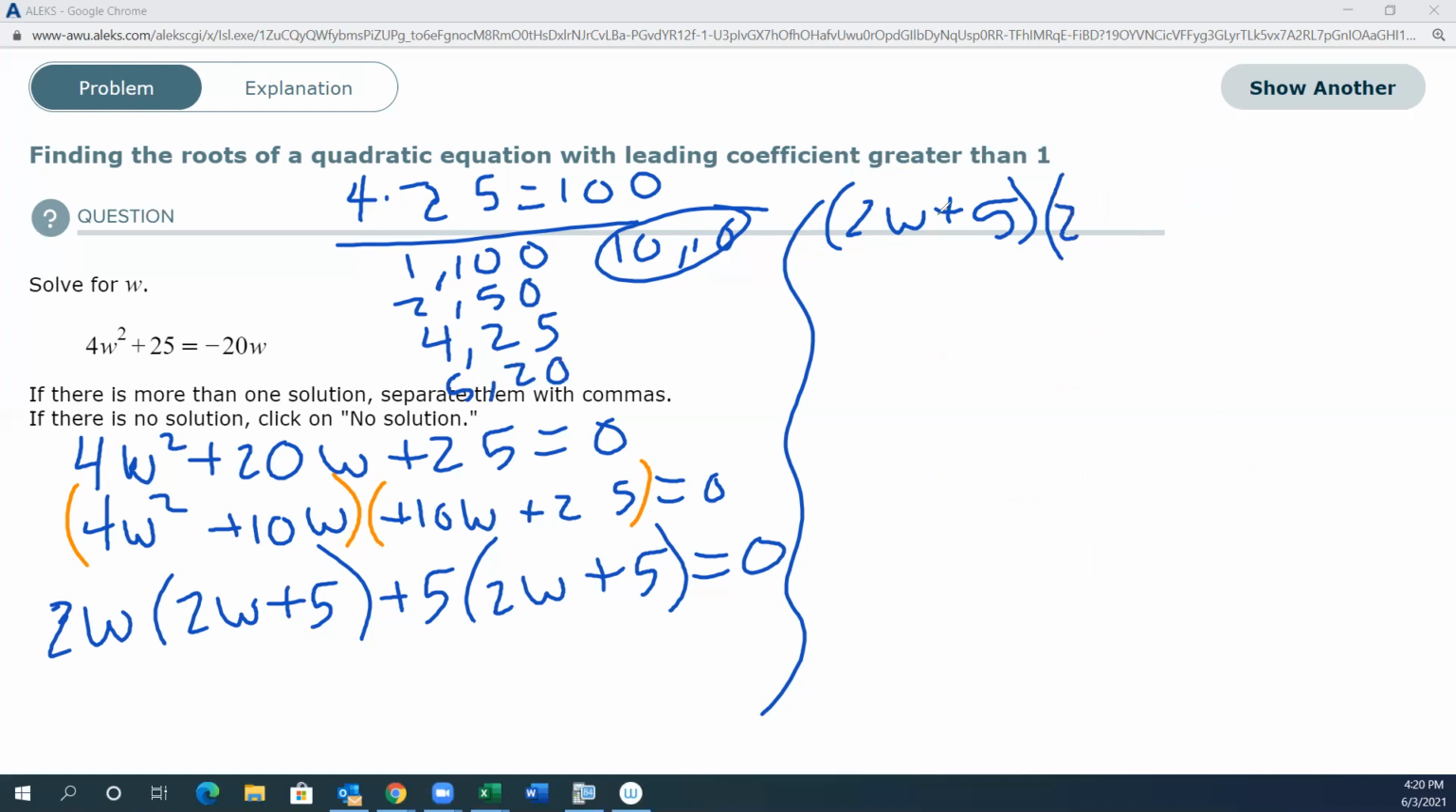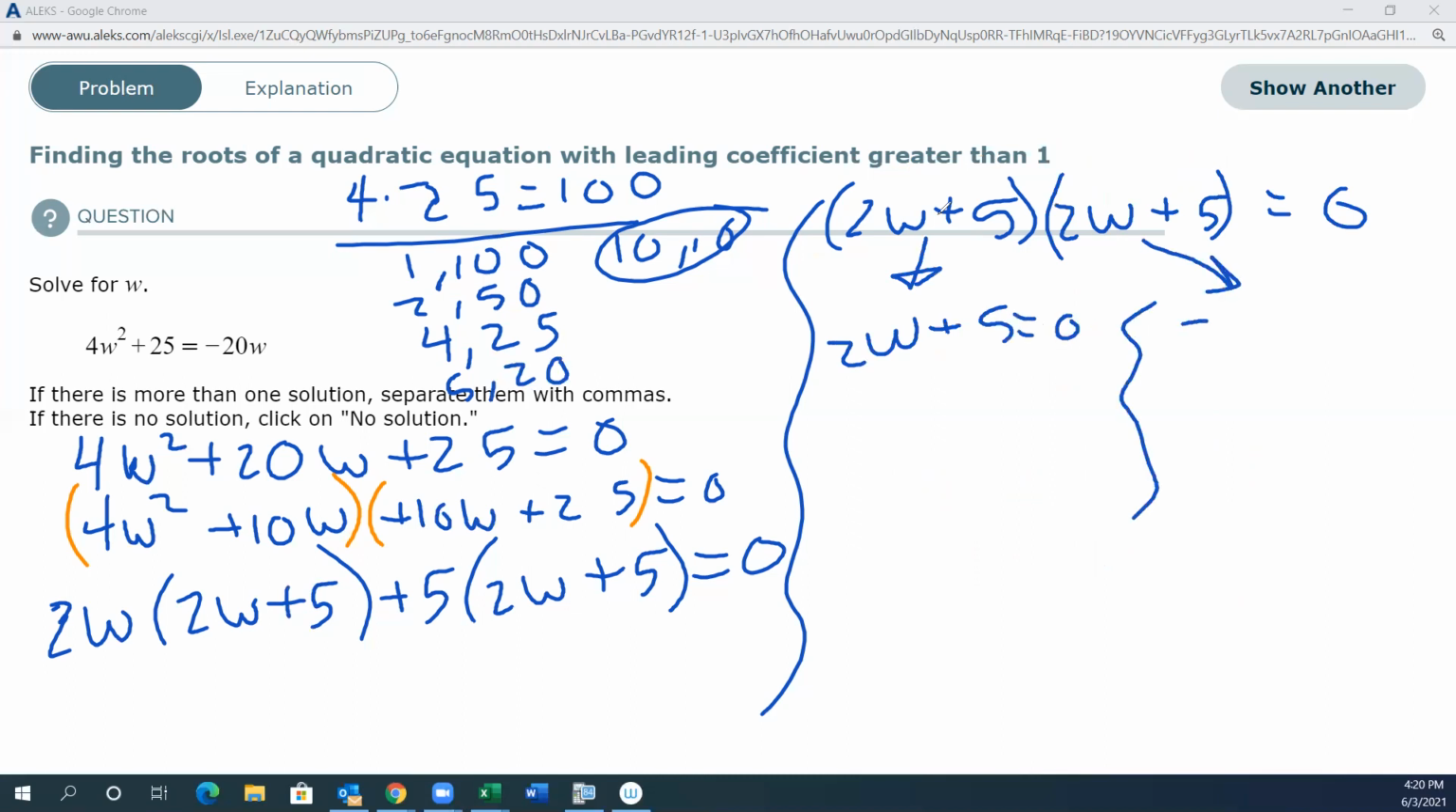If I write it out the long way, and I say, oh, I've got 2w plus 5, set that equal to 0, and 2w plus 5, set that equal to 0, I'm going to get negative 5/2 for both, but it's going to appear twice. So I get 2 solutions. They're just not distinct. They end up being the same number, but I get one solution from here and one solution from there. So I still get 2 solutions.